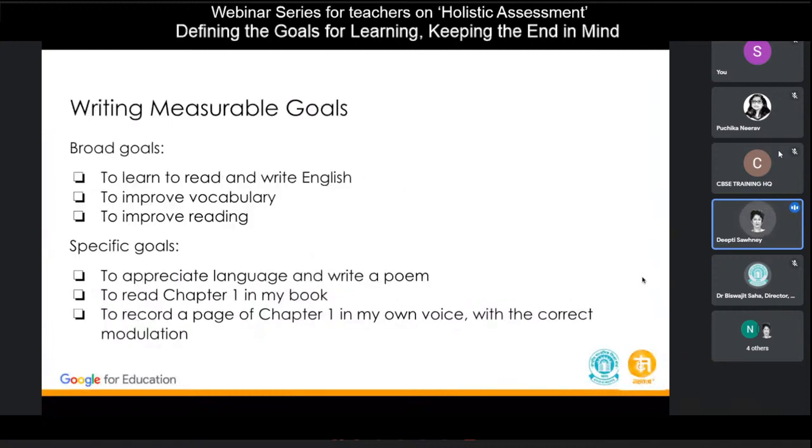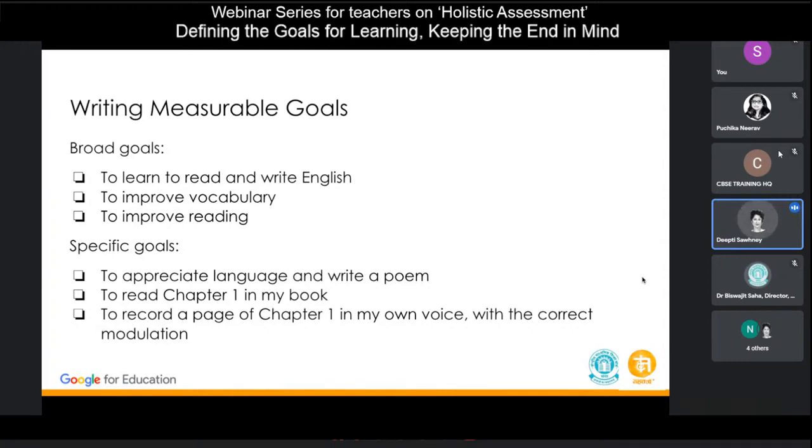Like I said, learning objectives are something which are, if you can just look at this, and this will give you a very, very clear picture. When you talk about to learn and to read English, to improve your vocabulary, to improve your reading, these are your big picture goals, the bigger forum for what you're going to do in the language. But if you look at a specific goal, it tells you that you have to appreciate language and write a poem, very specific. So you will appreciate what language is, and as a result, the artifact that you will produce will be a poem.